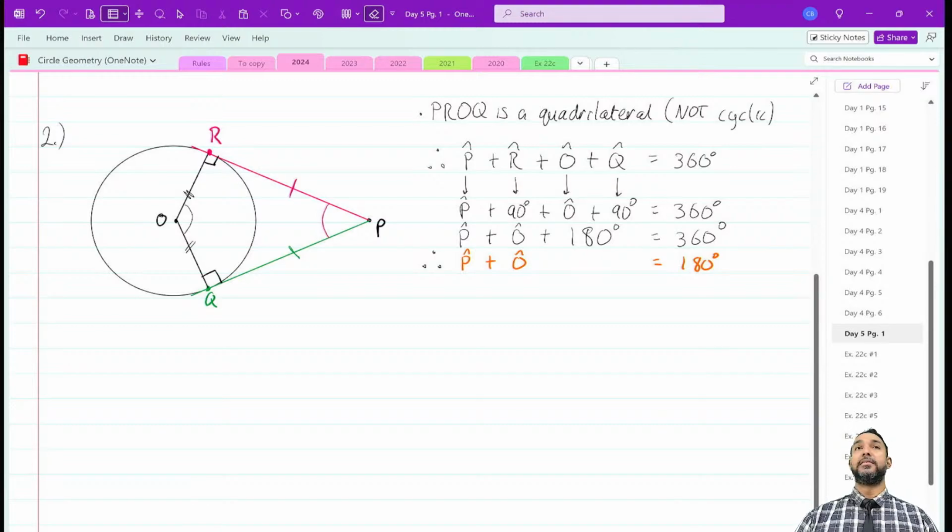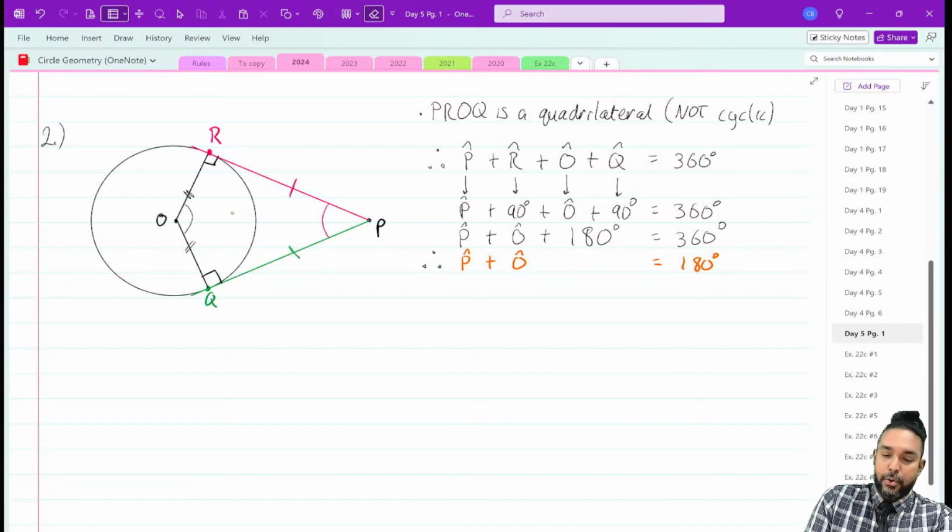I hear it. Supplementary. When two angles... what rule was that? That was the, what do you call it? The opposite angles of a cyclic quadrilateral are supplementary because they add together to give 180. Right, so in this case now, these two angles here are supplementary, right?